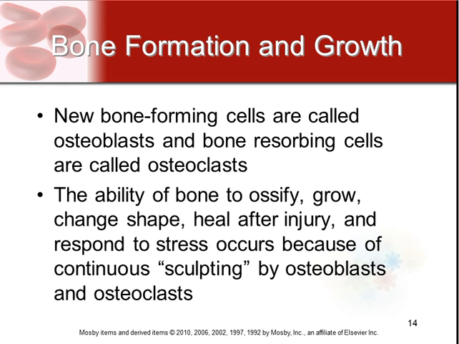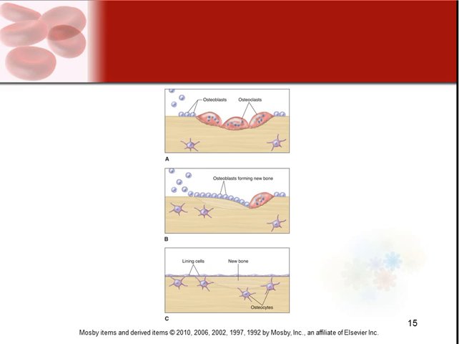So, bone formation and growth. New bone-forming cells are called osteoblasts, and bone reabsorbing cells are called osteoclasts. I know it's a little hard to remember blasts and clasts. The ability of a bone to ossify means to build more, to grow, to change shape. And their ability to heal after injury or respond to stress is all because these osteoblasts and osteoclasts are continually working to resculpt your bones.